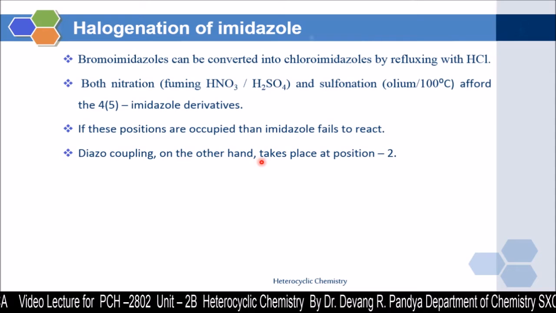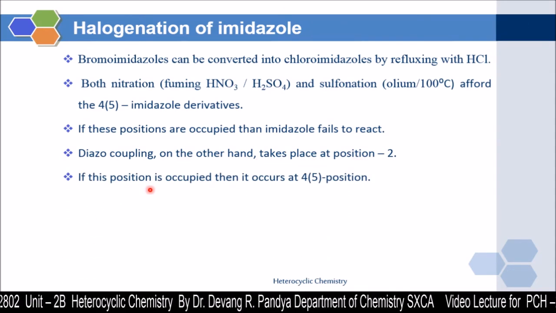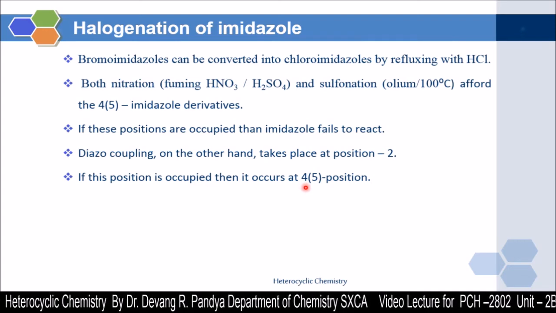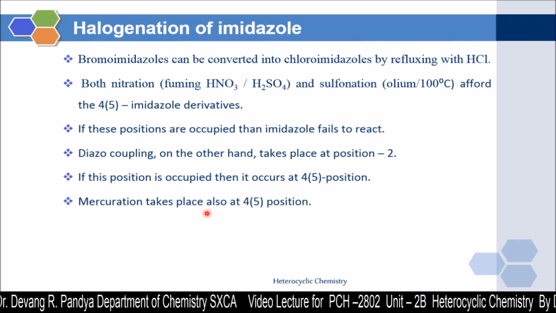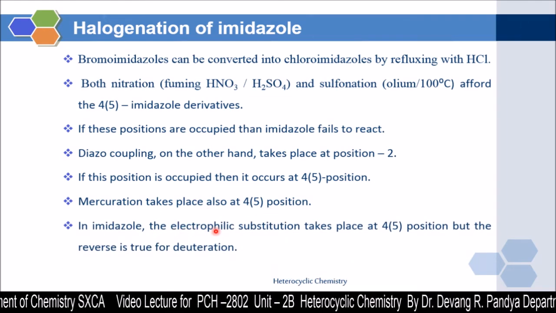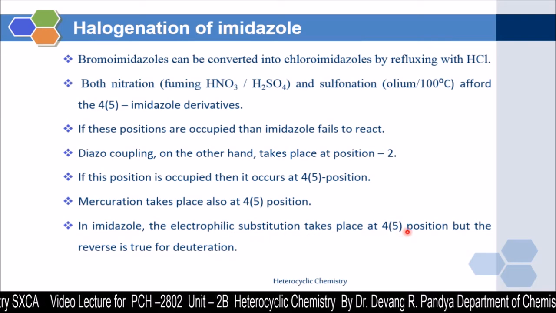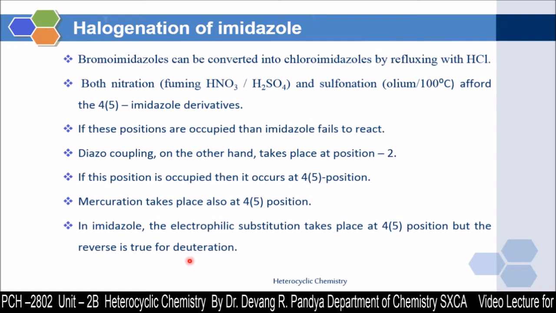Diazo coupling, on the other hand, takes place at position 2. If this position is occupied, then it occurs at 4,5 position. Mercuriation takes place at 4,5 position, and in imidazole the electrophilic substitution takes place at 4,5 position, but the reverse is true for the deuteriation.